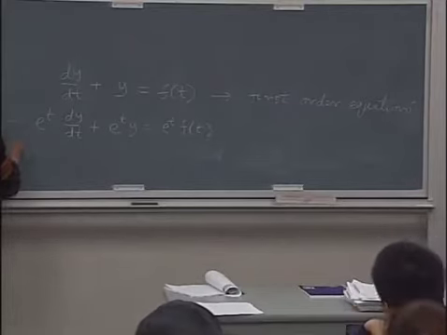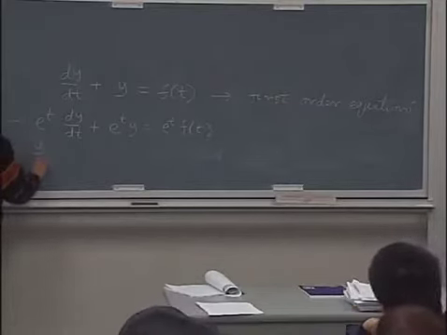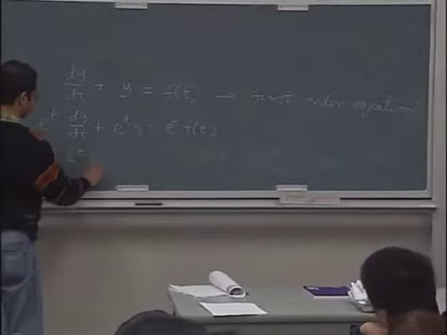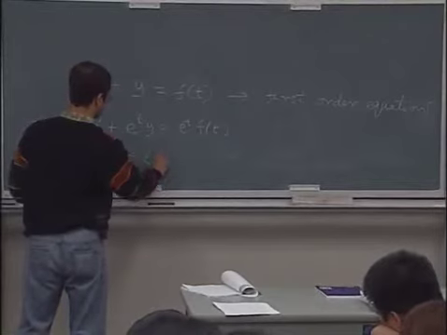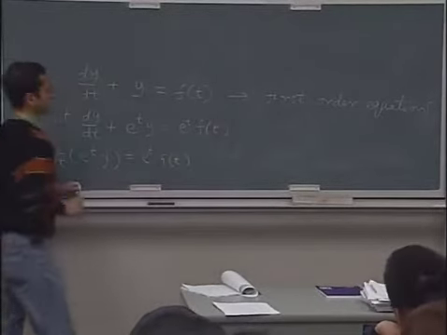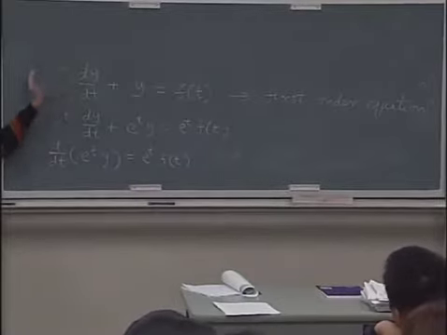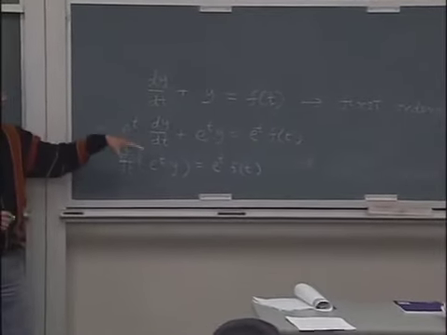Now, the left side you can write e to the power t y, and on the right c to the power t f(t). Let me know if you are not with me. Do you follow? So I multiplied both sides by exponential t.